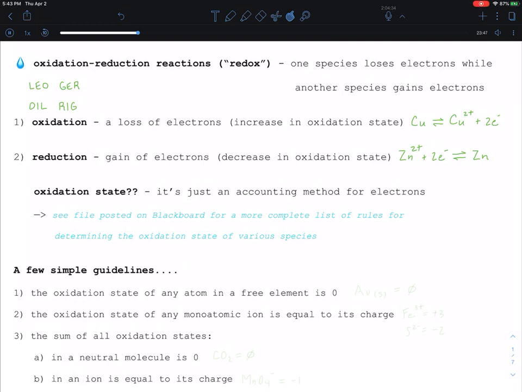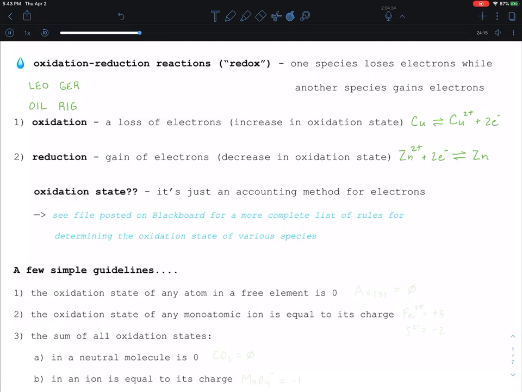The data that we obtain, like actual data in the lab, speaks to the reduction, or the reduction potential, the power to be reduced. So very often when you look up reduction potential tables or standard reduction potential tables, you'll find that all of these little reactions are going to be reductions. And so you're going to be given voltages associated with the power of that species to gain electrons.